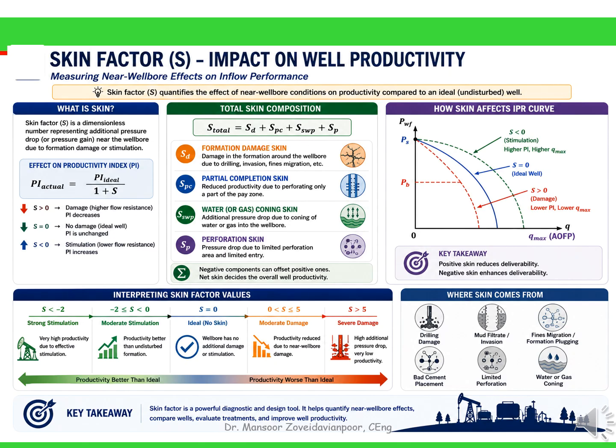Here's a challenge. Open the companion dashboard and change only the skin factor while keeping every other parameter the same. Watch how the IPR curve shifts. You'll discover that changing a single number, from +5 to -3, can transform an average producer into an excellent one, or turn a high-performing well into a disappointing producer. That's why skin factor is one of the first parameters production engineers evaluate when diagnosing well performance.